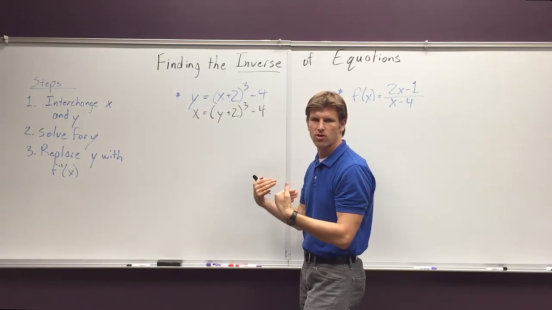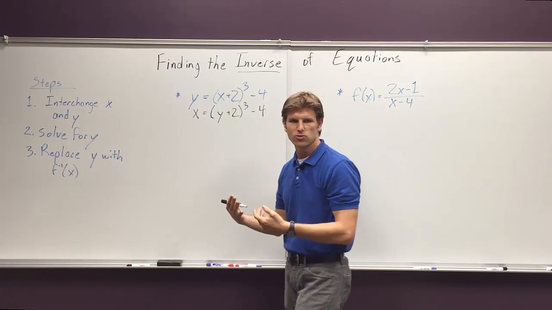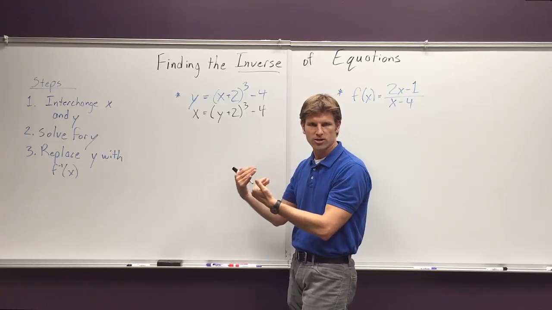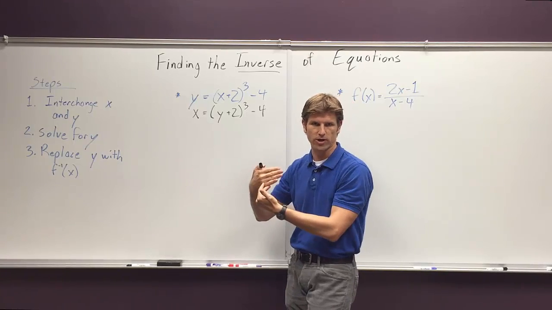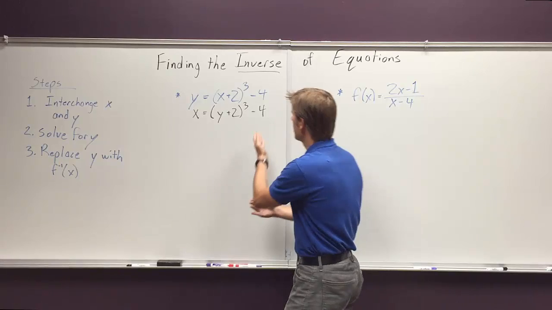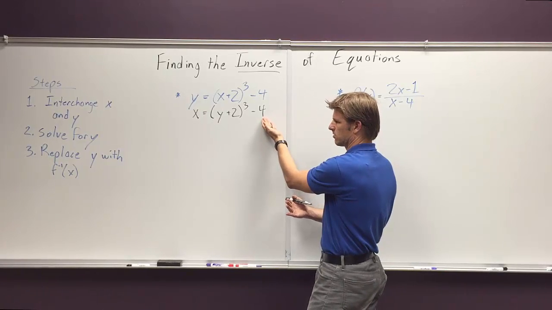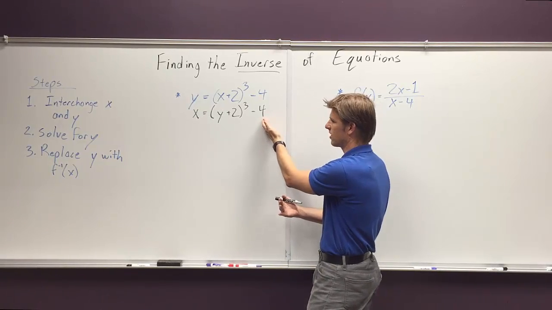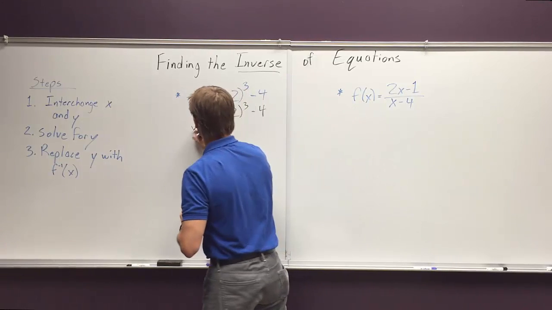So this is reverse order of operations, right? Think about shoes and socks. You put on your socks first, then your shoes. That's order of operations. But you have to take off the last thing first, right? Take off your shoes before your socks. So first off, we add 4 to both sides.